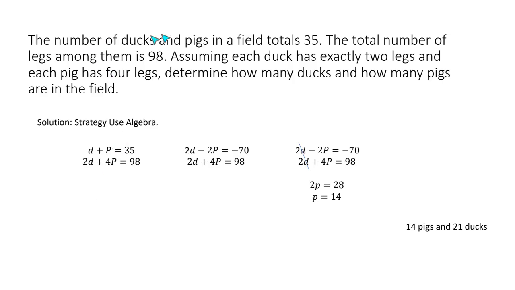Let's go ahead and read this. It says the number of ducks and pigs is 35, but we don't know how many ducks and we don't know how many pigs. So I can set up an equation. I'm going to call my ducks D and my pigs P. Together, D plus P, my ducks plus my pigs, would be 35. So that's one equation that I can write.